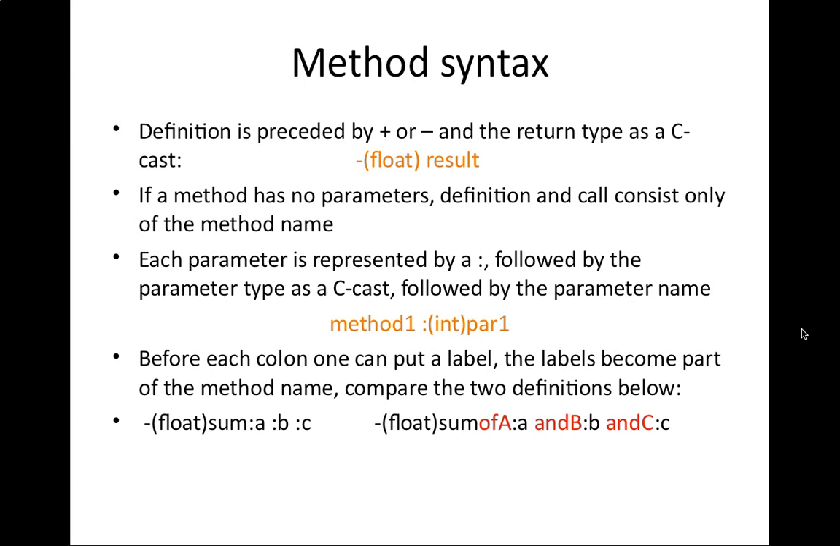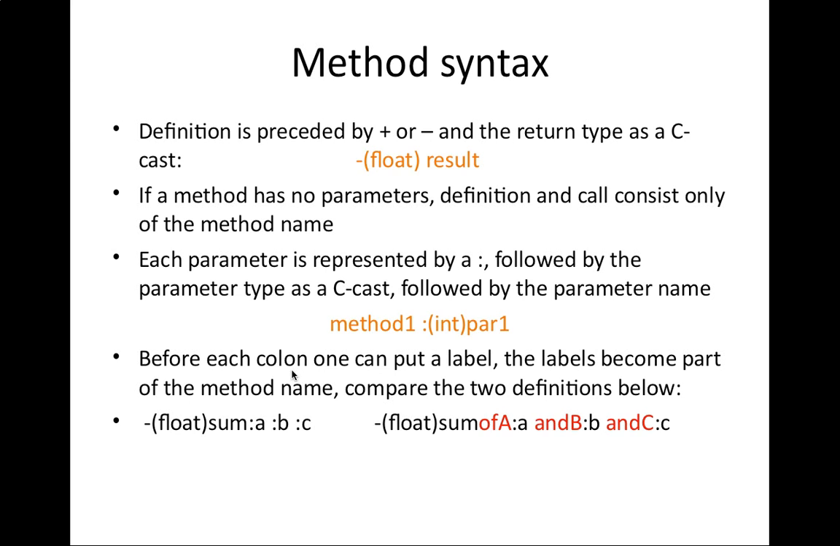Now the method syntax associated with it. The definition is preceded by the plus or the minus, and the return type as a C-cast. For example, float as a result, with minus for an instance method. If the method has no parameters, the definition and the call consist only of the method name. Then each one of the parameters is presented by a colon, as we've seen before, the same as a regular method. It's followed by the parameter type as a C-cast, followed by the parameter name. So method1, colon, integer, parameter1. Same syntax, which is a little review. The more times I give it to you, the more it will stick, hopefully.